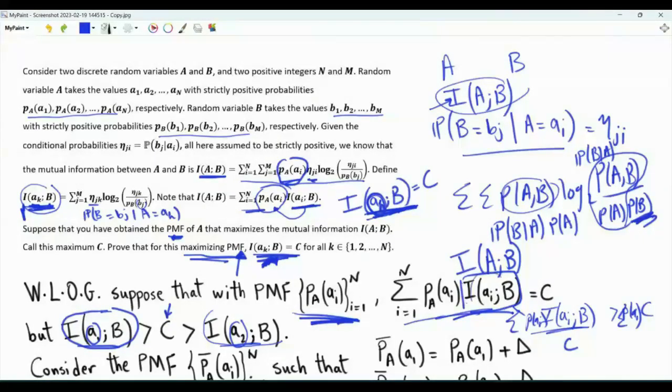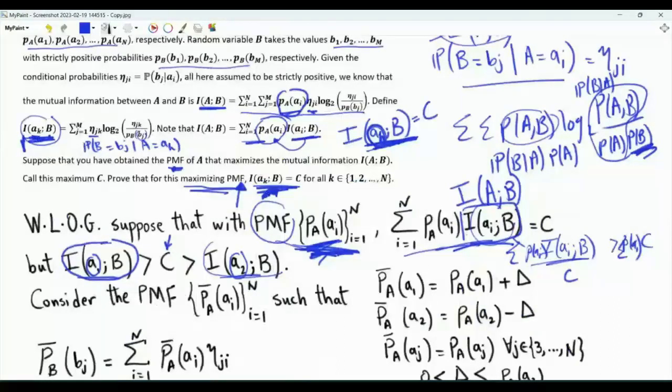Again, and I think this is intuitive, if one of those terms is above C, and without loss of generality, assuming that it is I of small a sub 1 and B, then there must be another term that is less than C. Without loss of generality, let's say that it is I of small a sub 2 and B. The idea of the proof by contradiction is to come up with a different probability mass function for the random variable A that will increase the mutual information, thereby contradicting the claim that this PMF maximizes the mutual information. We will now use a PMF which is defined in this way.